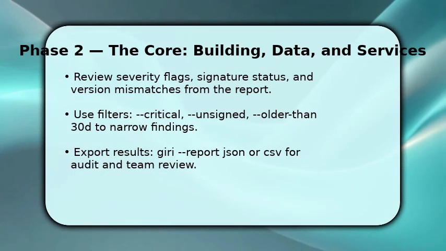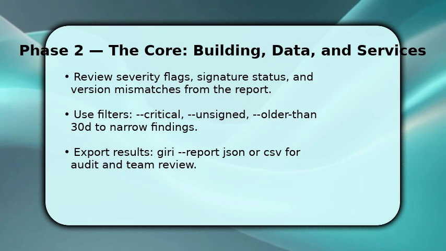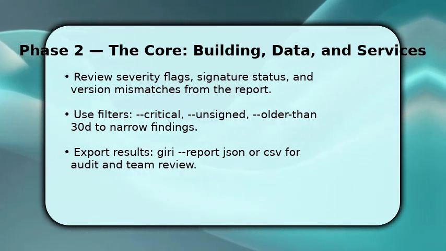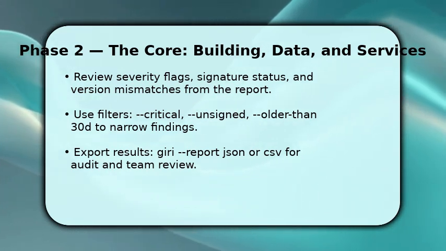Read the severity flags, signature status, and any version mismatches because these determine risk and priority. Once done, apply filters. Use critical, unsigned, or older than 30D to reduce noise and expose urgent problems.